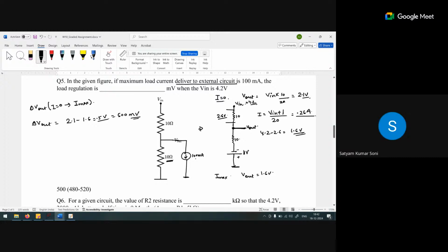Sir, why do you take the negative sign first? Because the current is going in the downward direction, that's why I'm taking the negative. And for this one, the current direction is again downward.